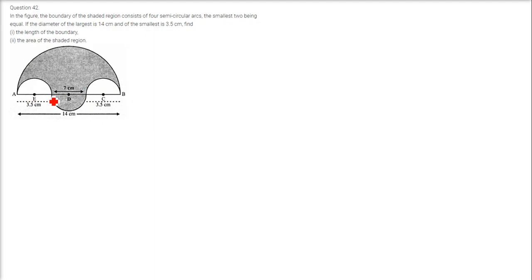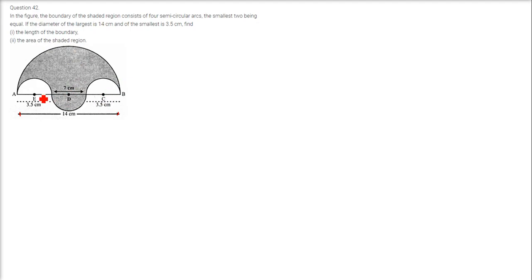So these are equal. If the diameter of the largest is 14 centimeter, from this point to this point it is 14 centimeter. And the smallest is 3.5 centimeter. The smallest one, this is 3.5 centimeter. Find the length of the boundary and the area of the shaded region.